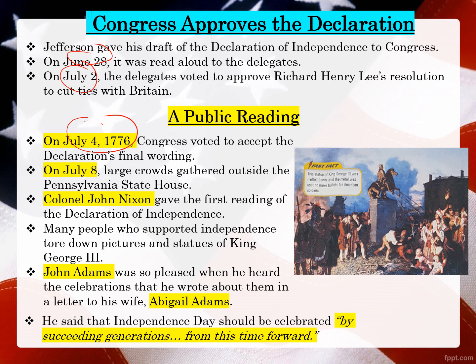News of the Declaration quickly spread across the former colonies. Many people who supported independence tore down pictures and statues of King George III. They sang songs, rang bells, and fired cannons in celebration. John Adams was so pleased when he heard these celebrations that he wrote about this in a letter to his wife Abigail Adams. He said that Independence Day should be celebrated by succeeding generations from this time forward.